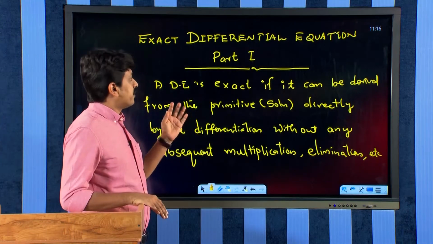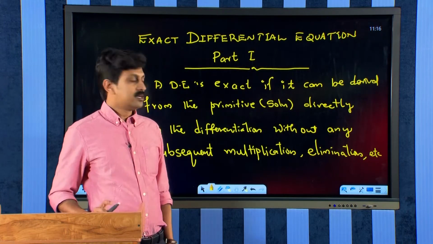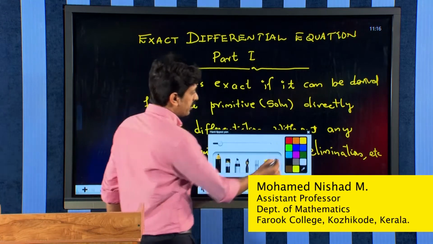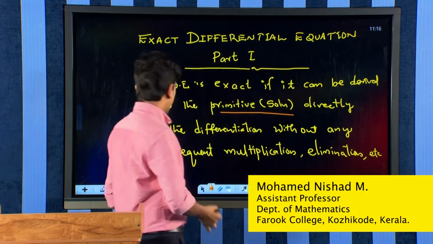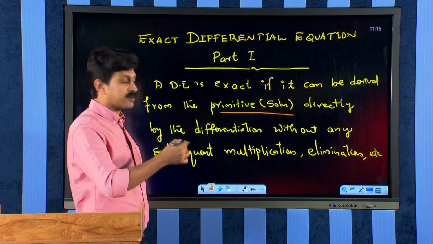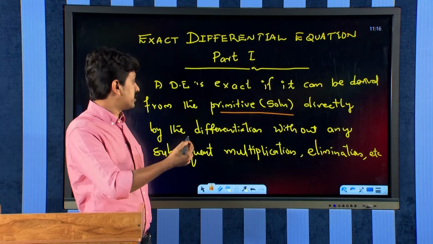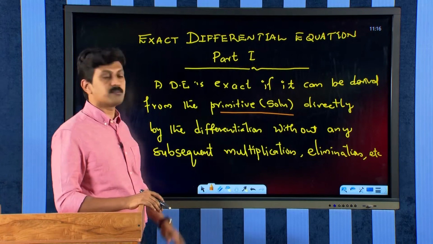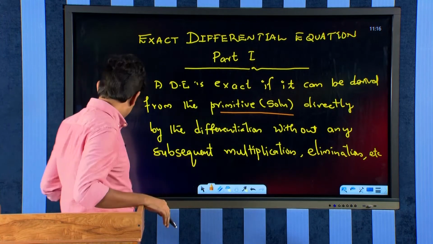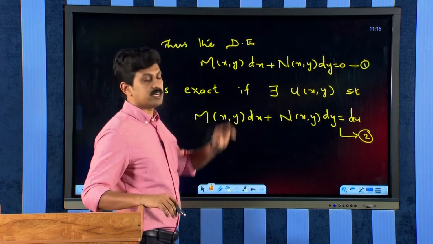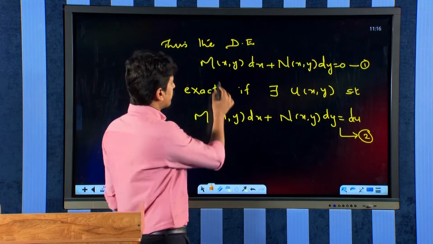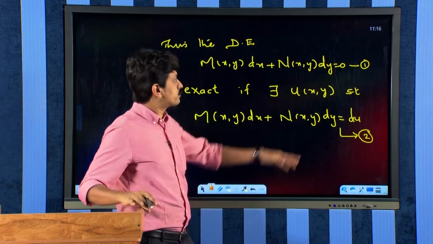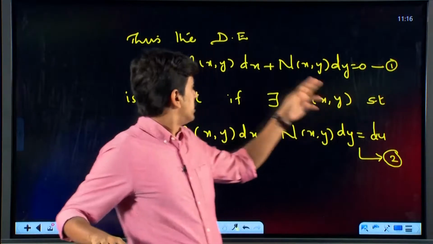As we all know, a differential equation is exact if it can be derived from the primitive, that means the solution of a differential equation, directly by differentiation without any subsequent multiplication or elimination. That is, the differential equation of the form M(x,y) dx plus N(x,y) dy equals 0, which we put as equation number 1, is exact.